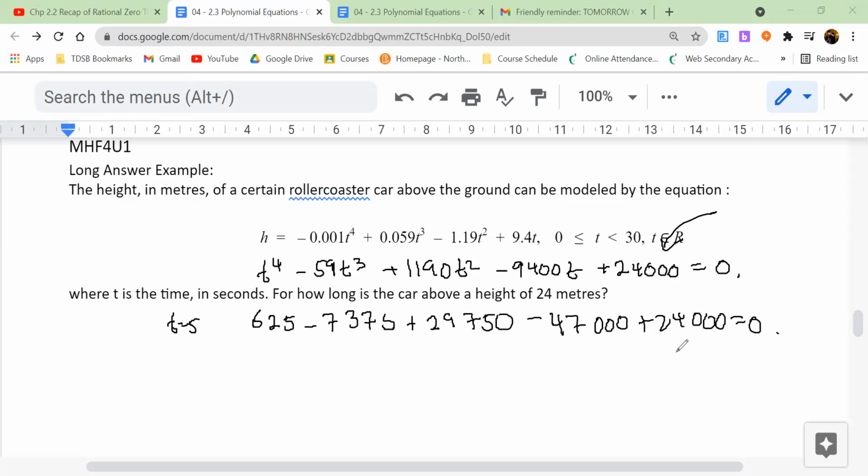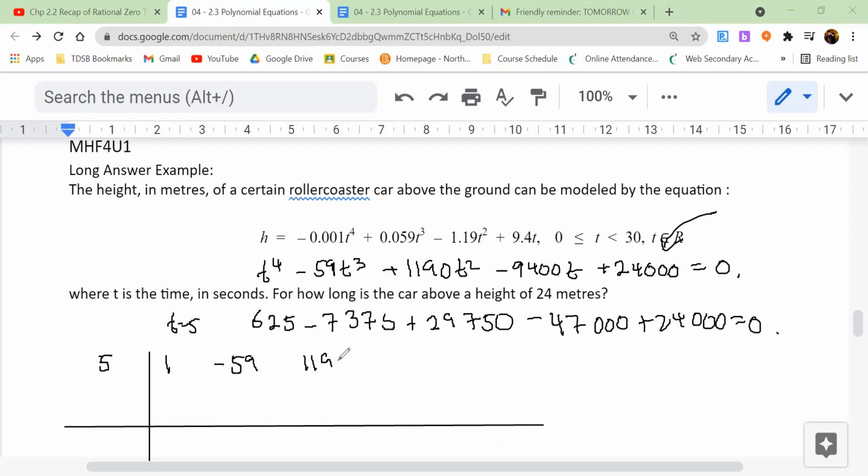Okay, so again, I'm giving you these numbers just to show you that the integral zero theorem is going to work. And so you're going to take this number and plug these coefficients into synthetic division and make our lives a little bit easier. We've got the root is 5, and we have 1, negative 59, positive 1190, negative 9400, sorry, and positive 24,000.